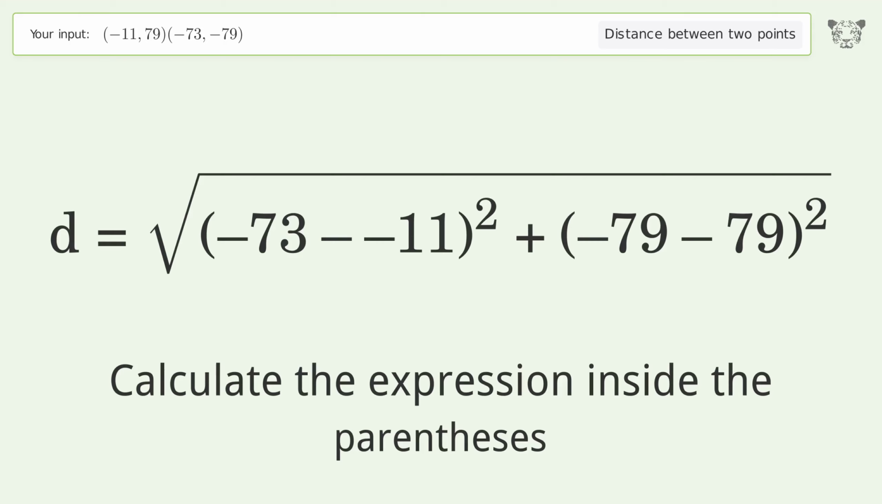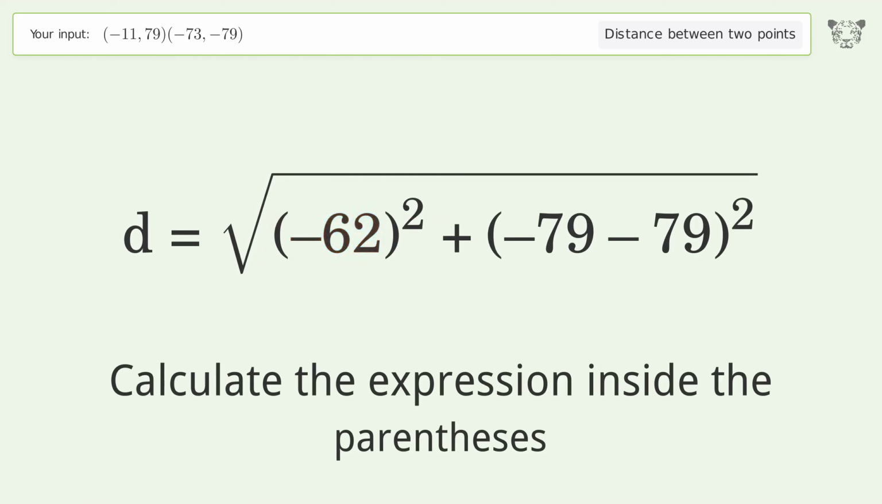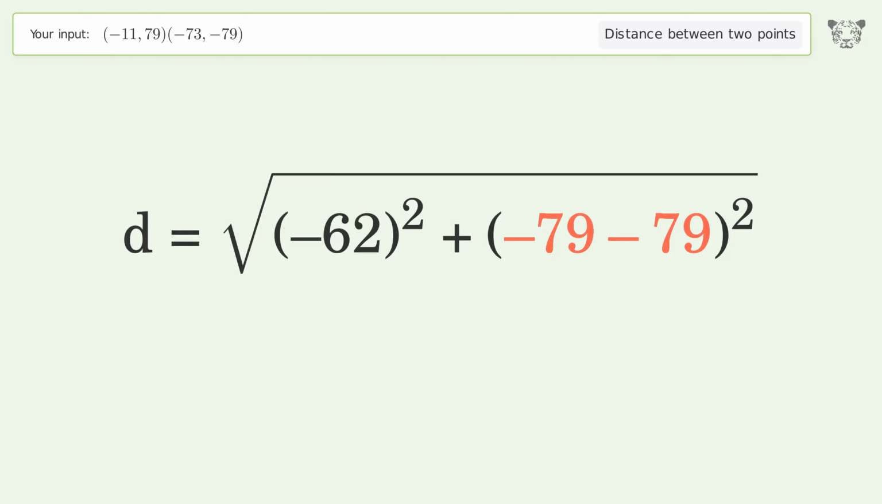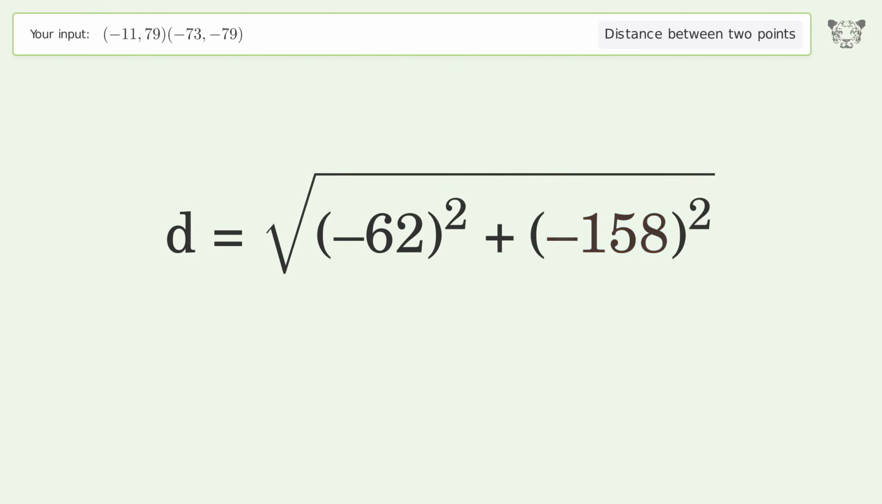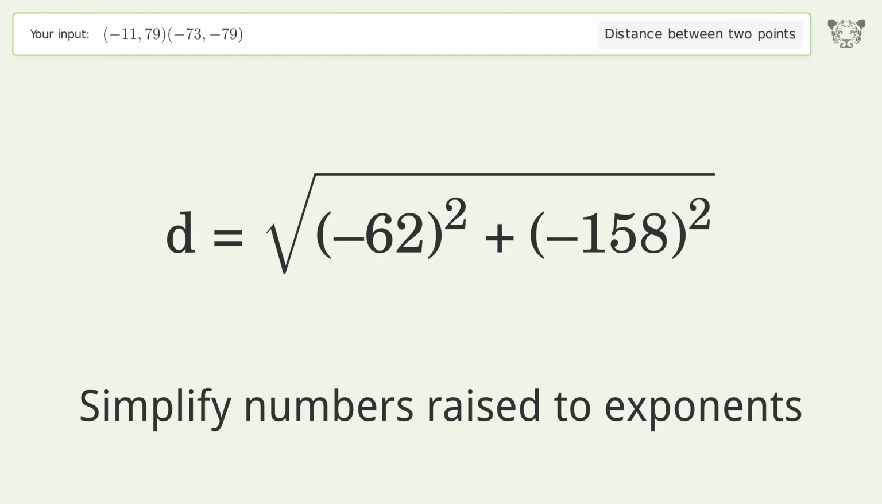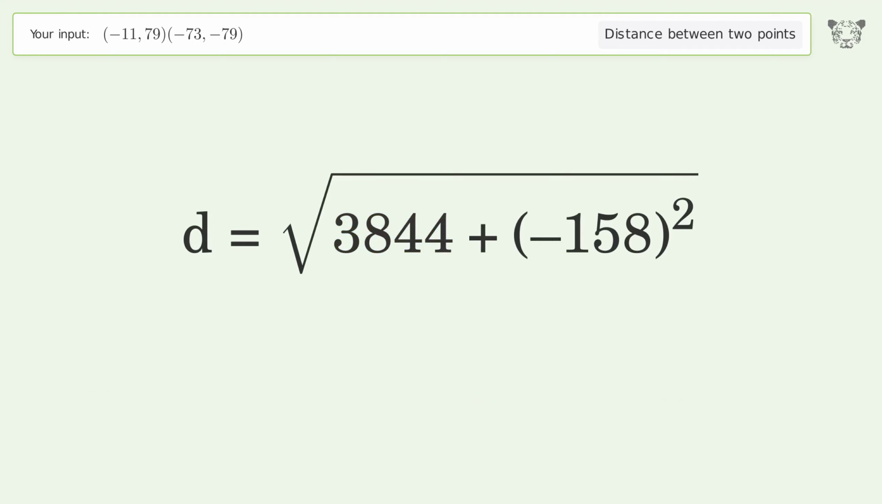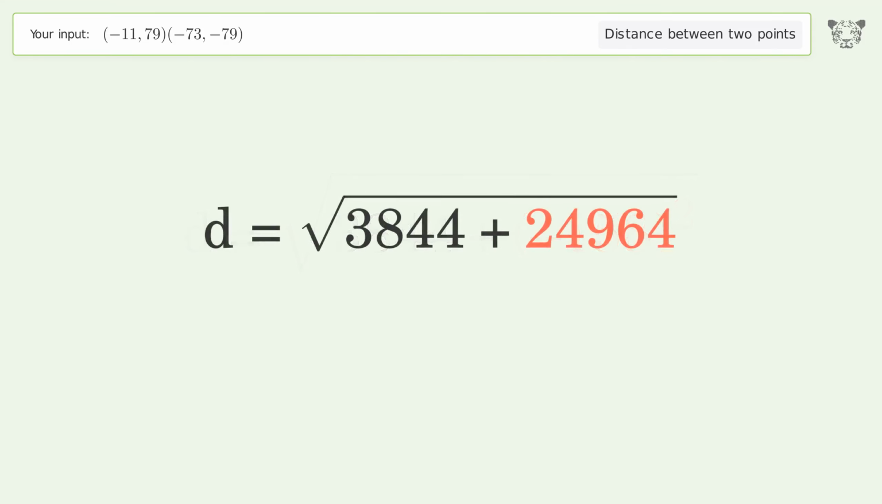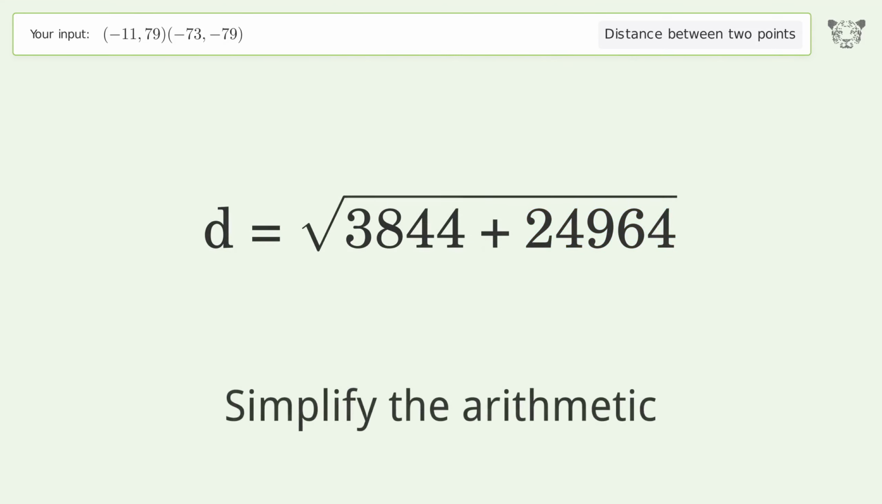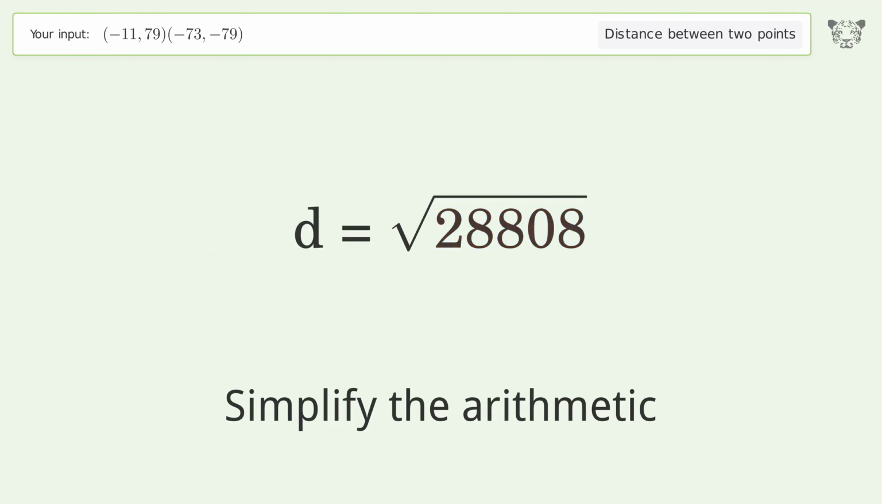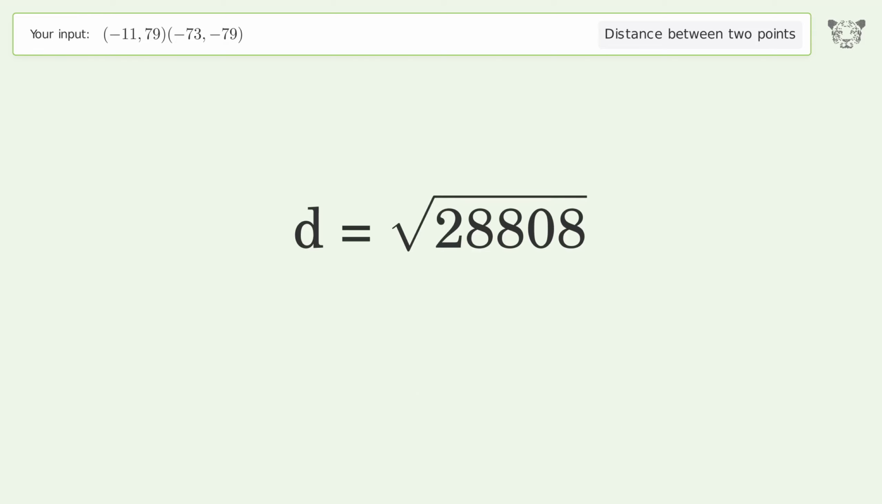Calculate the expression inside the parentheses. Simplify numbers raised to exponents. Simplify the arithmetic. And so the distance between the 2 points is the square root of 28,808, or 169.729.